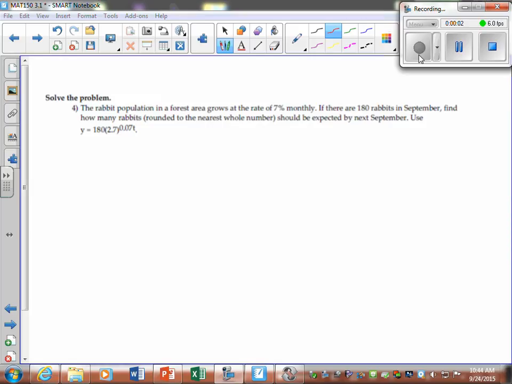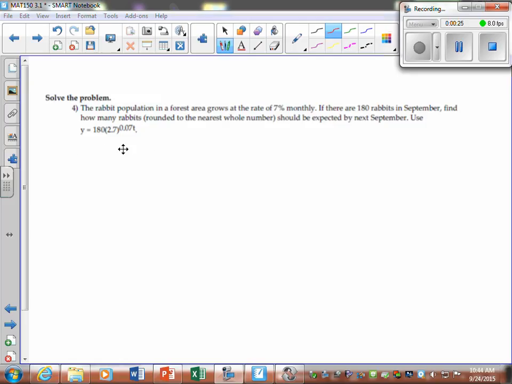Okay, let's put some of the idea of exponential functions to use with a particular real world situation. We have a rabbit population that grows at 7% monthly. There are 180 rabbits in September. We want to know how many rabbits should be expected by next September. They actually give us a function to use.